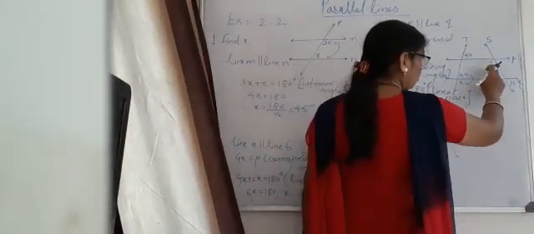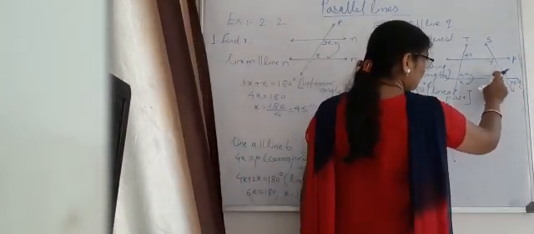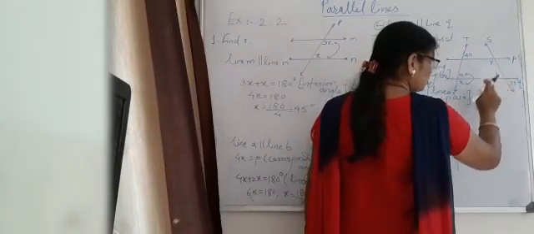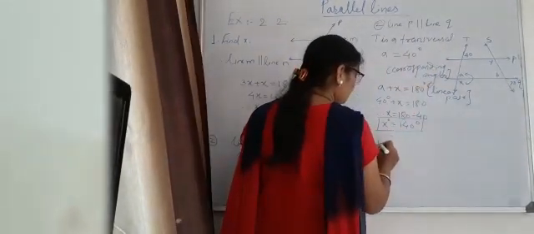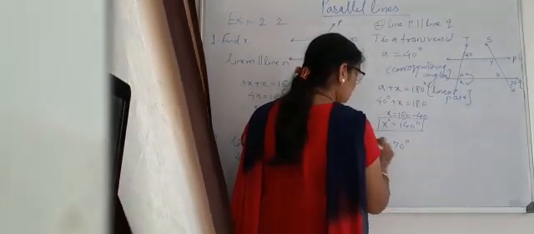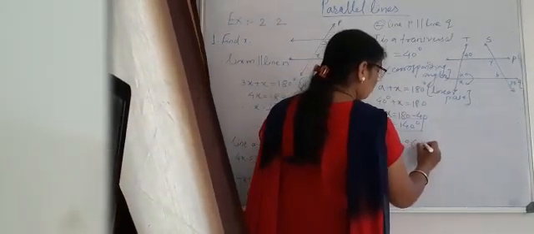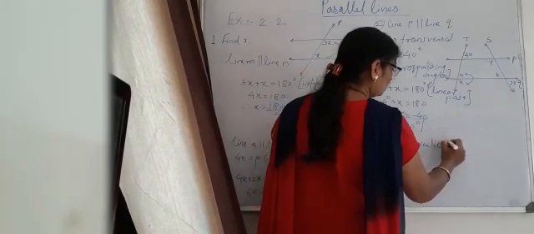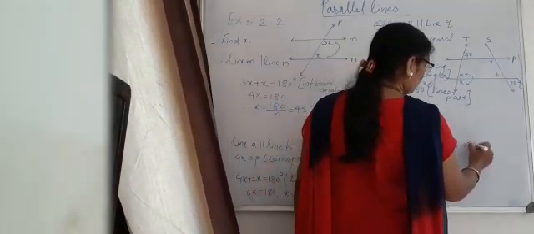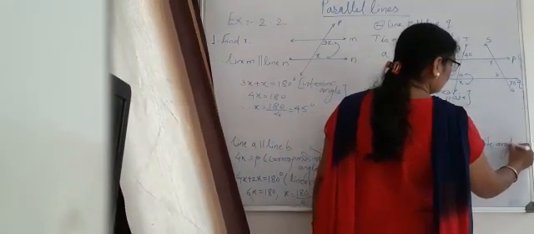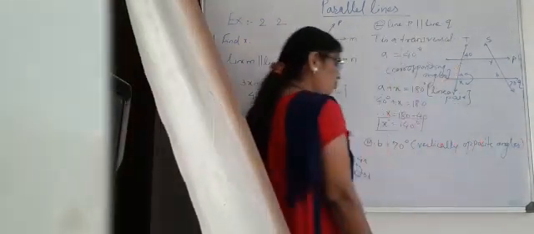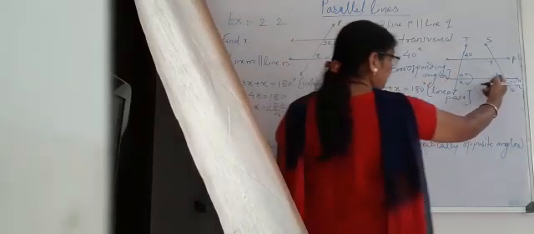Then you have to find out y. So here it is 70. b is also 70. Which type of angles? Vertically opposite angles. b is equal to 70. Vertically opposite angles. Now b is 70.